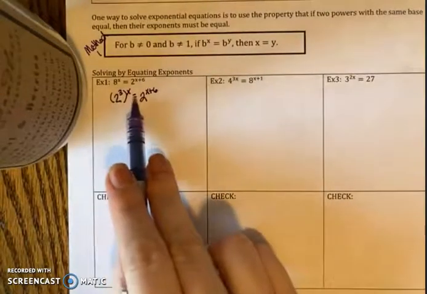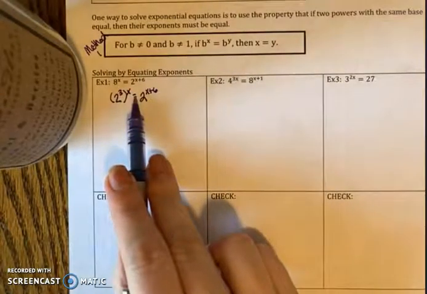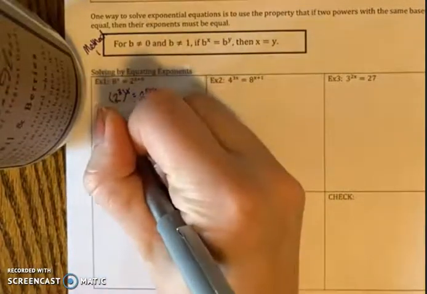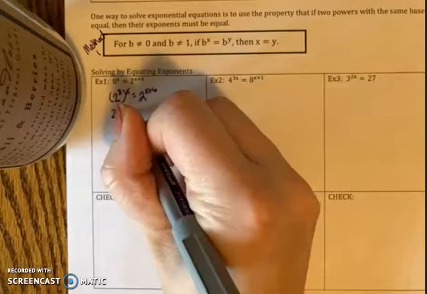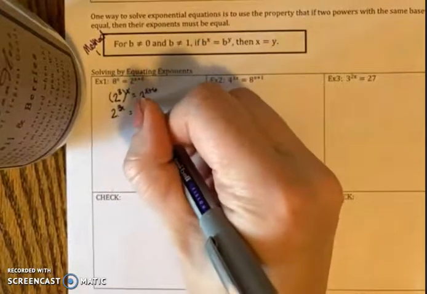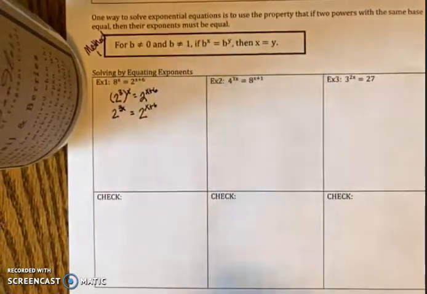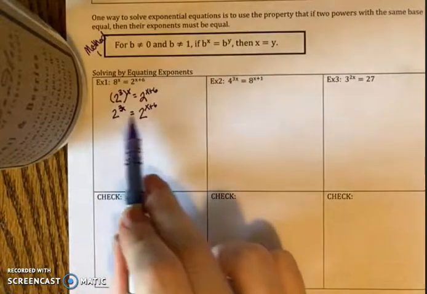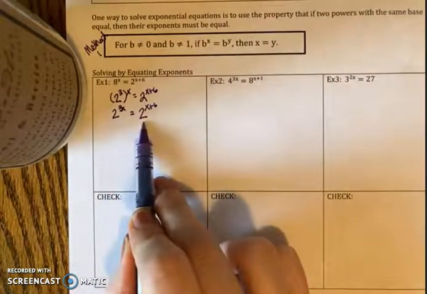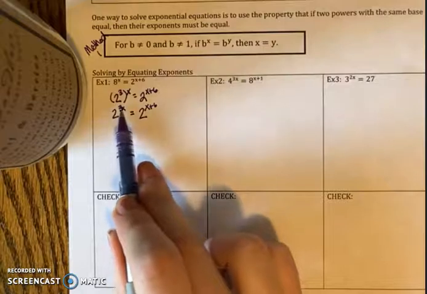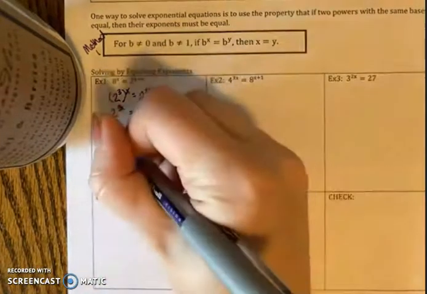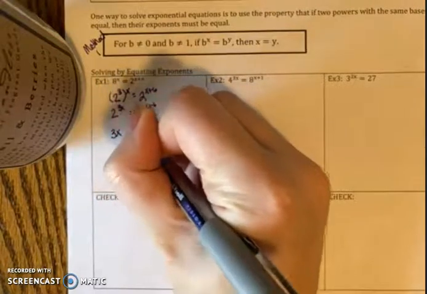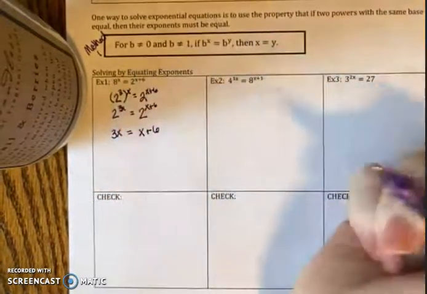This is a power to a power, so I know I'm supposed to multiply them together. That gives me 2 to the 3x power equals 2 to that x plus 6 power. They now have the same base, so I can set the exponents equal to one another. So I have 3x equals x plus 6.